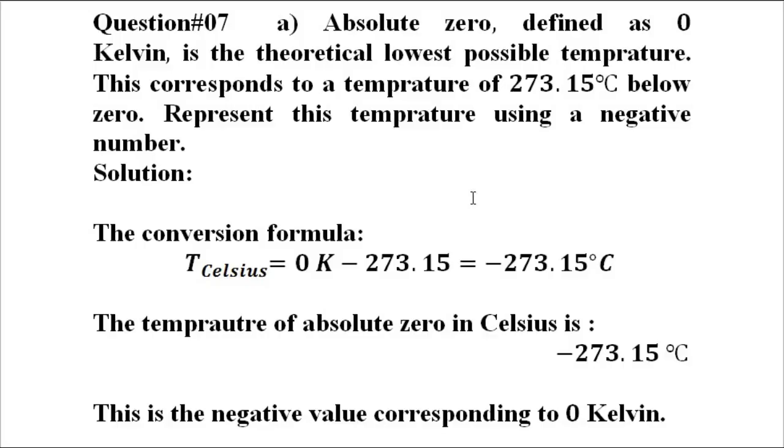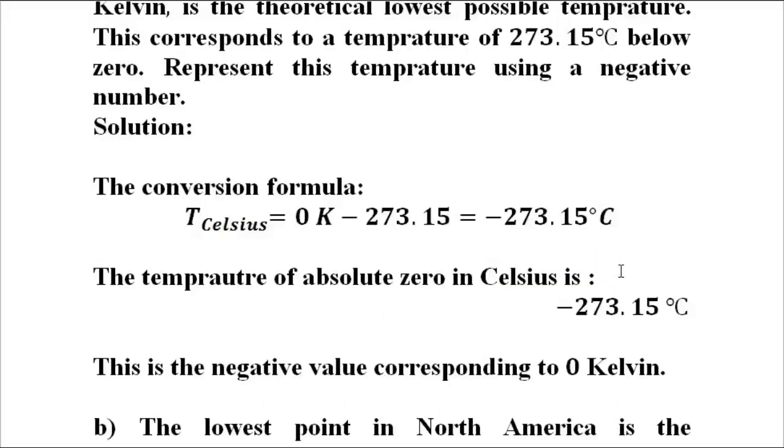So, to express absolute zero temperature in degrees Celsius, I'll simply subtract 273.15 degrees Celsius from 0 Kelvin. The conversion formula is: temperature in Celsius degrees is equal to 0 Kelvin minus 273.15, which is equal to negative 273.15 degrees Celsius. This is the formula used to convert temperature from Kelvin to Celsius.